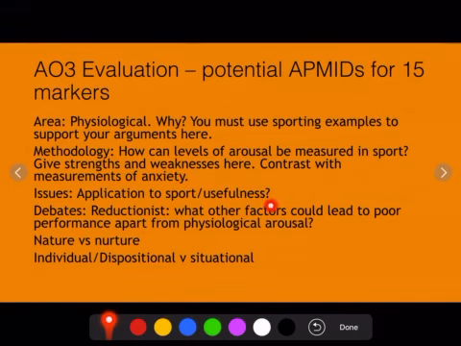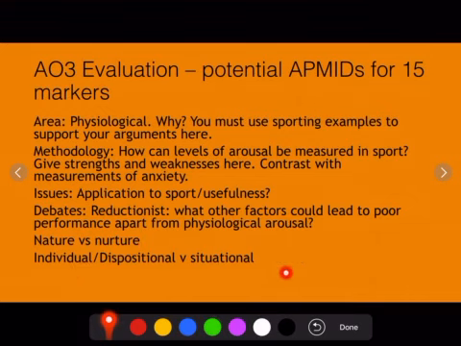application to sport, usefulness, reductionism, as we mentioned. What else could lead to poor performance or good performance, not just about the arousal and anxiety? Nature-nurture, what's the influence on it? Things like arousal and anxiety due to your nature, due to your nurture. Think about somatic for nature. Think about nurture, how have you been brought up to respond to stressful situations?